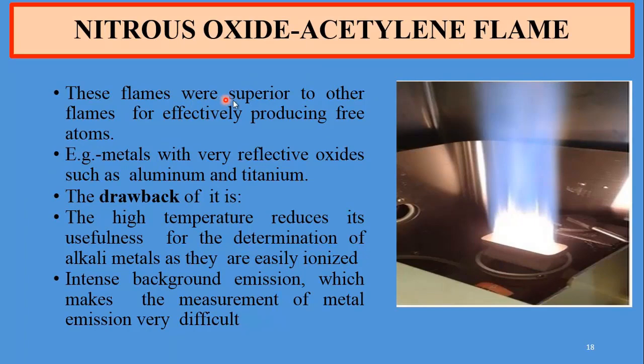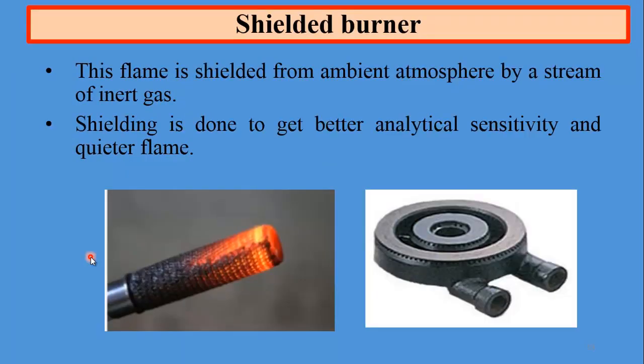Nitrous oxide acetylene flame. This flame is superior to other flames for effectively producing free atoms because it has a higher temperature. It is used for metals with very refractory oxides such as aluminium and tantalum. The drawback is that the high temperature reduces its usefulness for the determination of alkali metals, because they are easily analyzed with a simple, lower temperature. So high temperature will cause excitation and other problems for the other metals.